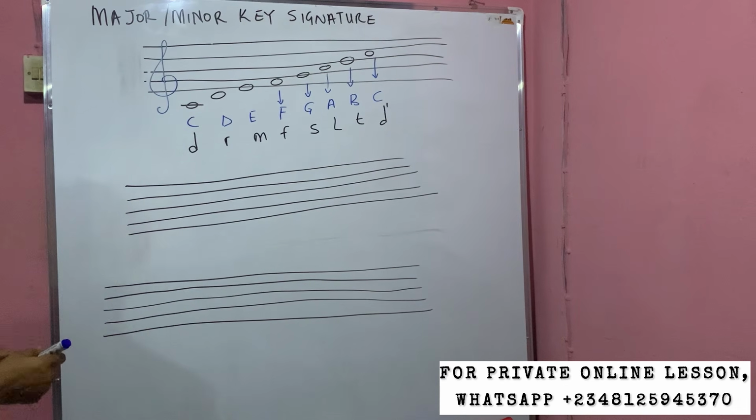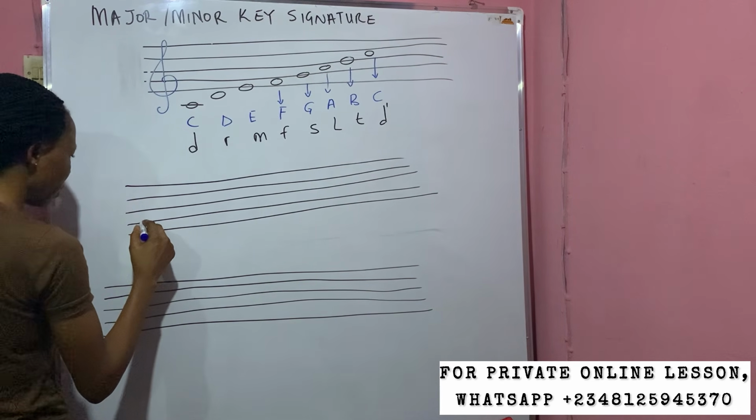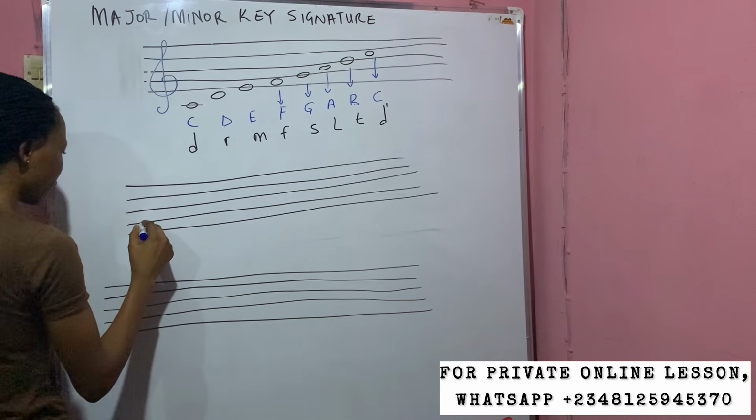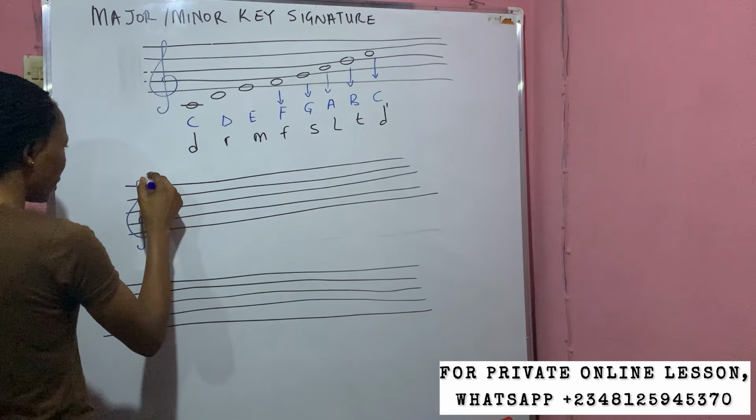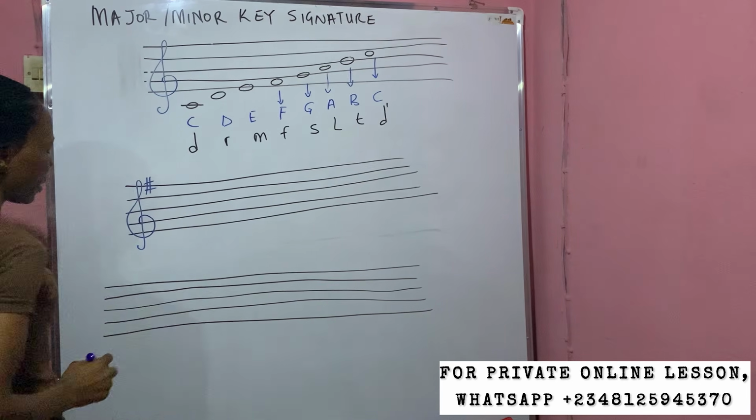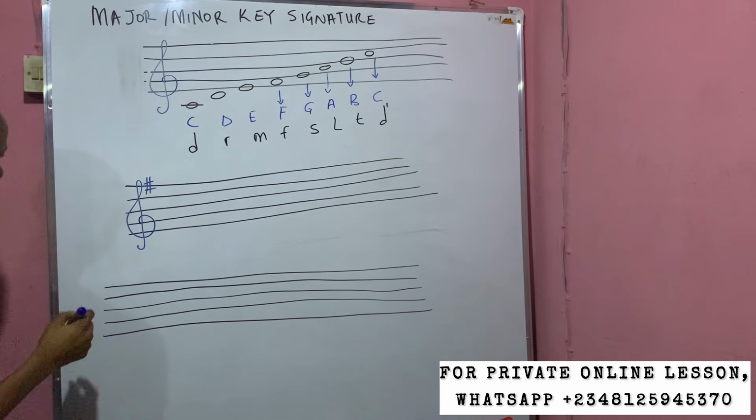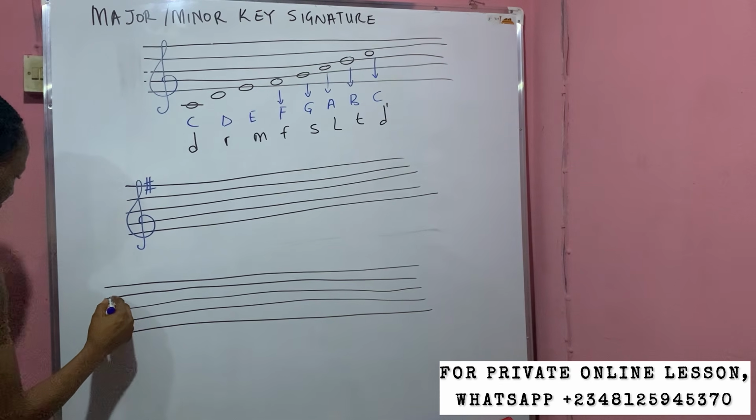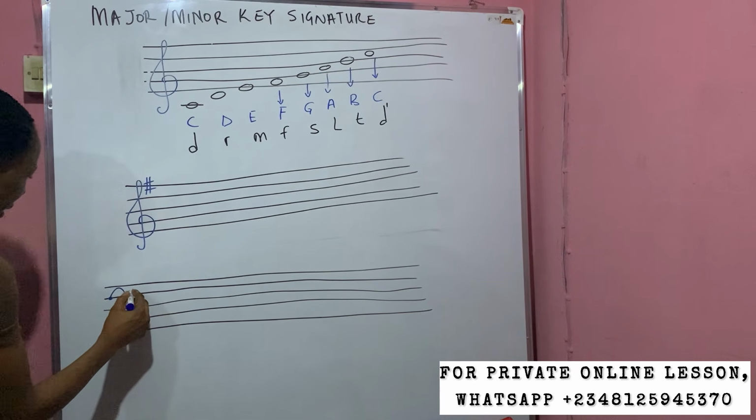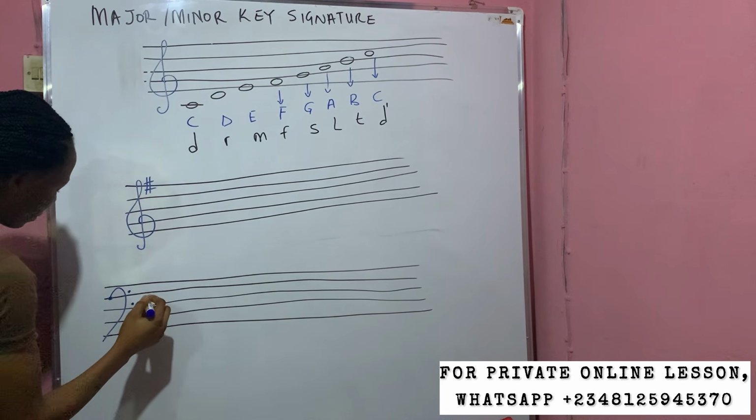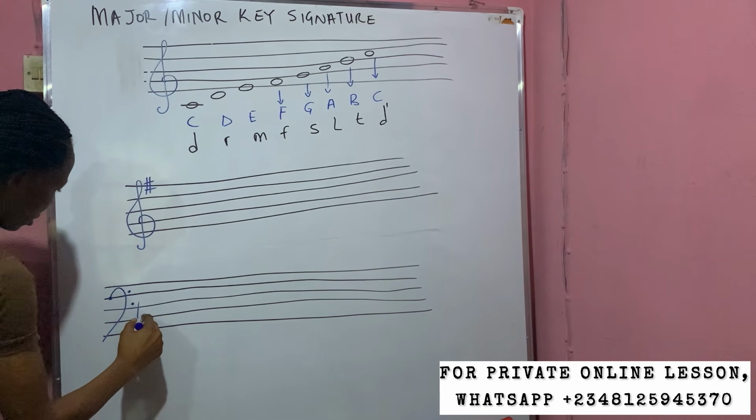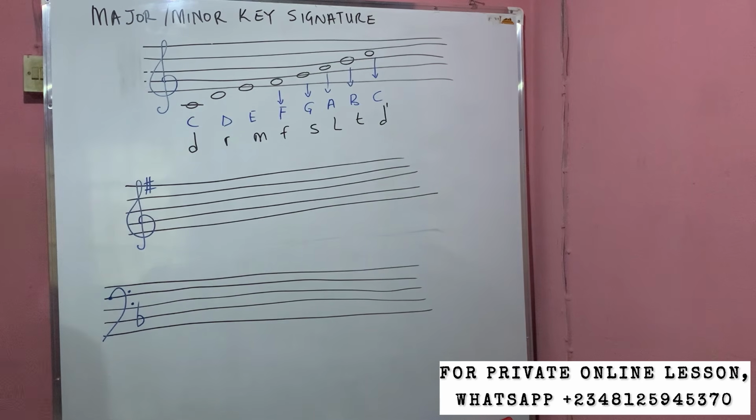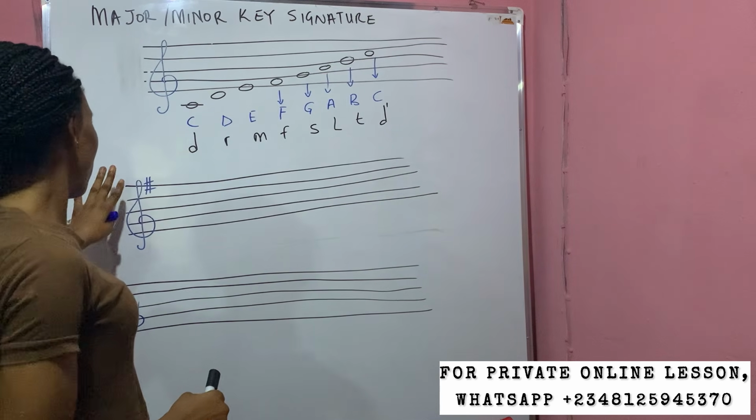Okay, so as I've already said, key signatures are sharp or flat signs placed at the beginning after the clef to indicate which notes will be raised or flattened. And in this one, let me use bass clef so that we can also begin to familiarize ourselves with the bass clef. Okay, so this is G major.